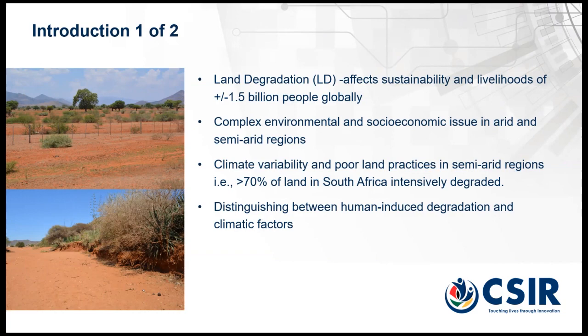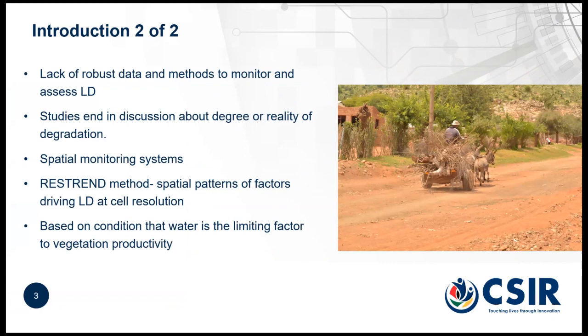However, there is still a lack of literature that distinguishes land degradation arising from anthropogenic and climatic drivers. There are also issues from various studies of land degradation on the lack of agreement on the existence and location of land degradation. As a result, most studies often end in discussion about the degree or even the reality of land degradation. And the results are also normally dominated by regular rainfall patterns, seasonal and drastic changes in land use and land cover, making land degradation difficult to distinguish.